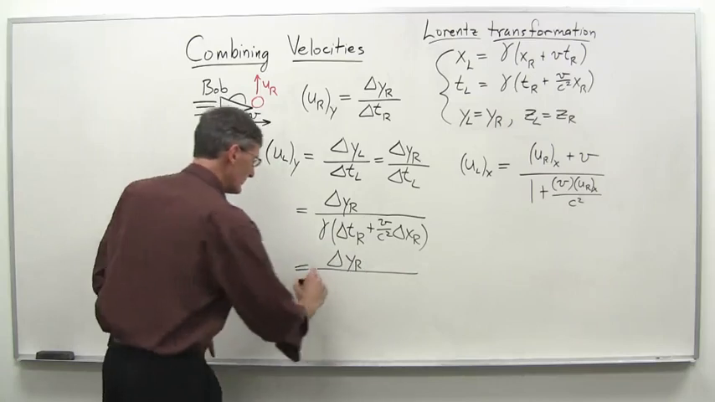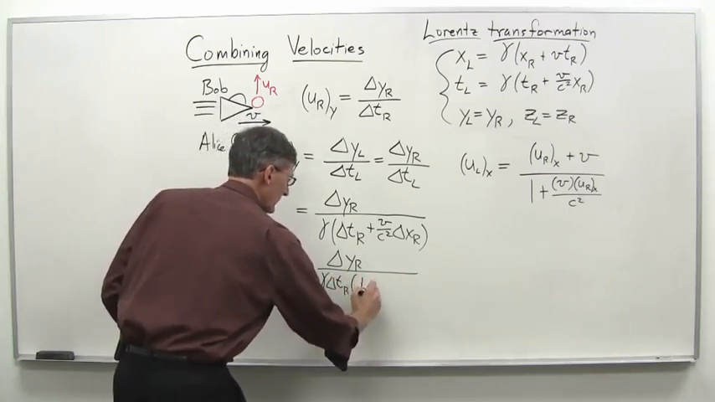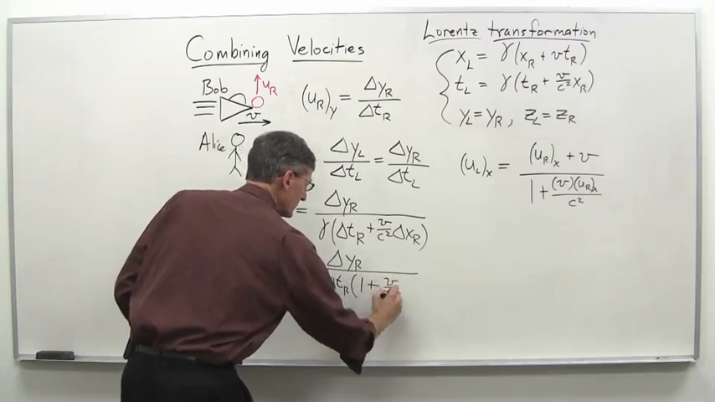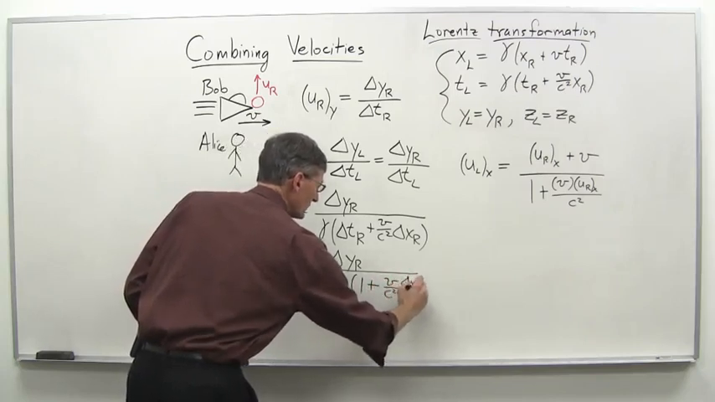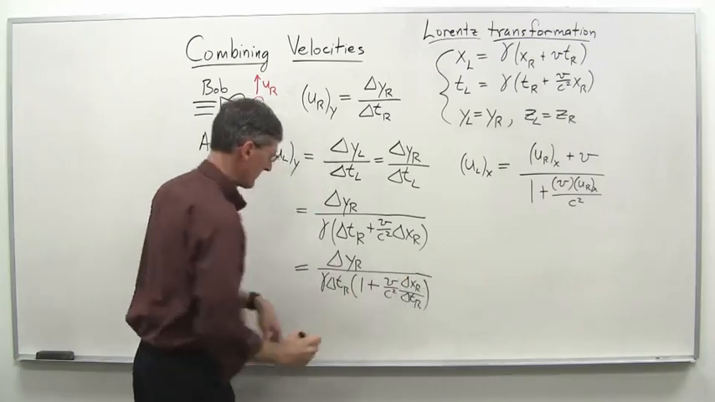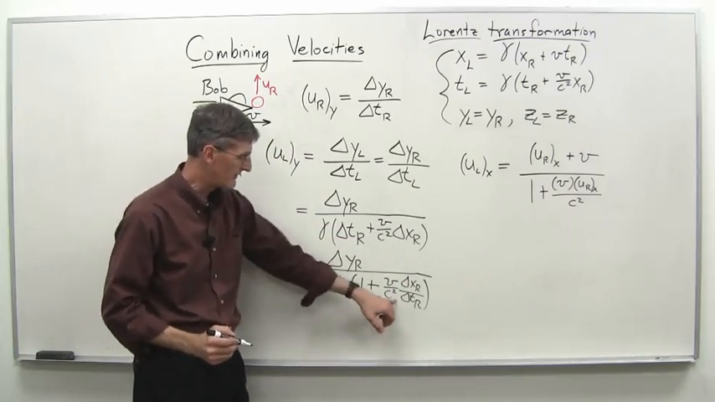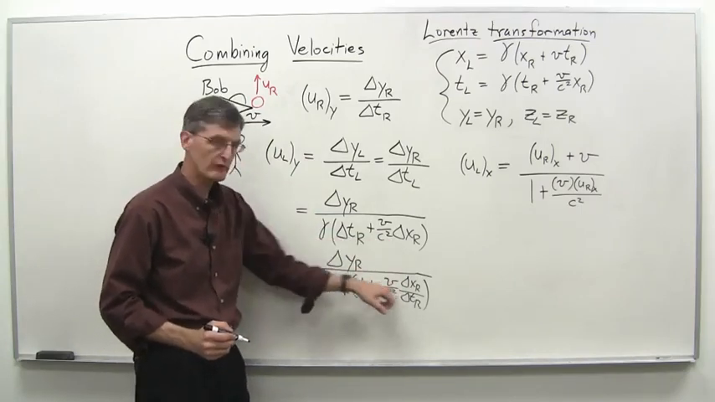And we're going to pull out a delta t sub r from that expression. So we've got delta t sub r times 1 plus v over c squared delta x sub r over delta t sub r. Okay, so delta t sub r times 1 is the delta t sub r. Delta t sub r plus this thing gives us that, because the delta t sub r's would cancel there, of course.